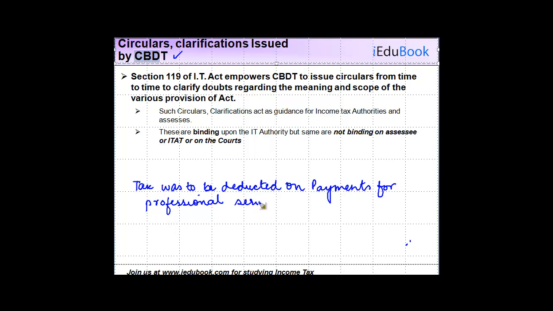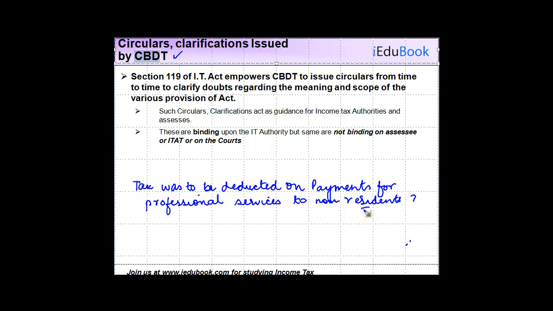Now, there are certain cases where there might be confusion. One of the cases was whether the tax was to be deducted on payments for professional services to non-residents.